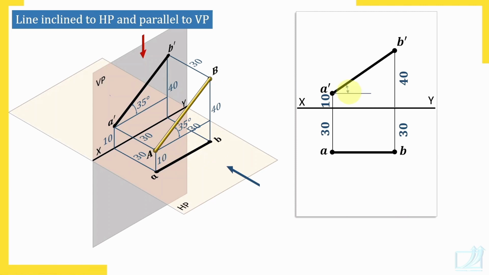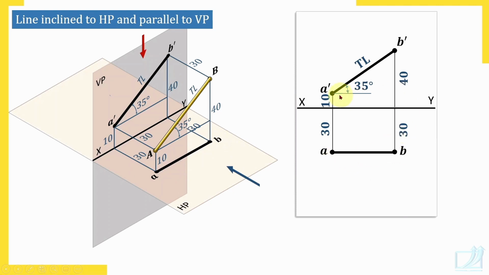So inclination of line AB, actually it is 35 degrees, but here on drawing paper it is with XY line shows the same inclination, 35 degrees. And whatever is length of line AB, same length this A dash, B dash has. So it is true length. So length of line AB, true length, that appears in the front view but not in the top view.